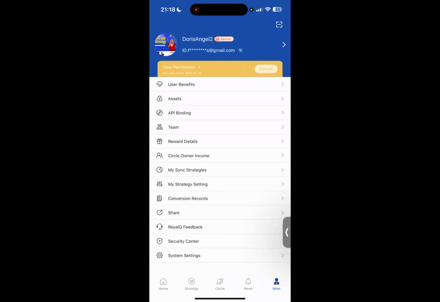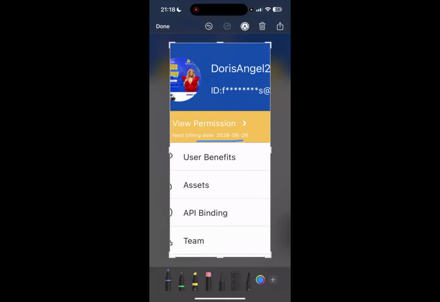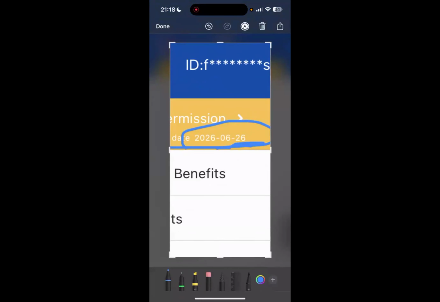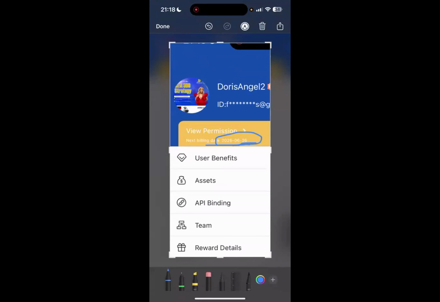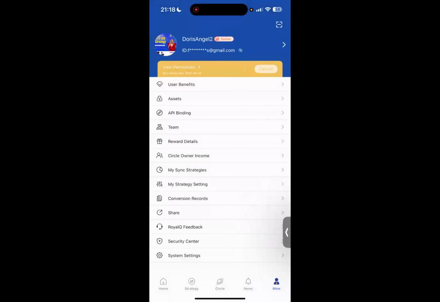All right. So this is where we can see your next billing date, when your robot will be expiring. Mine will be expiring 26th of June 2026. So, user benefits. We will not be using this again from 1st of August. But if you want to see the benefits of each rank, you can get it under user benefits.